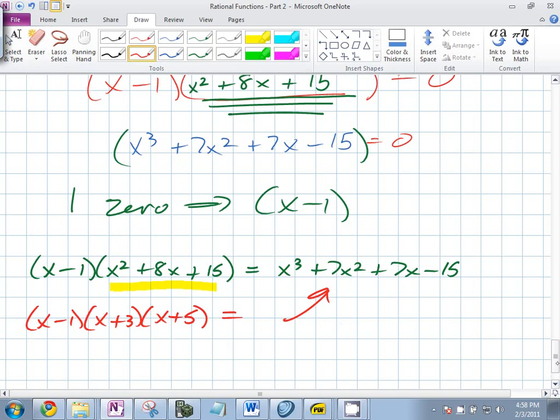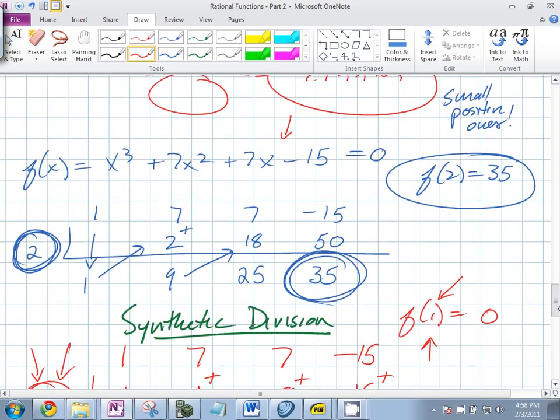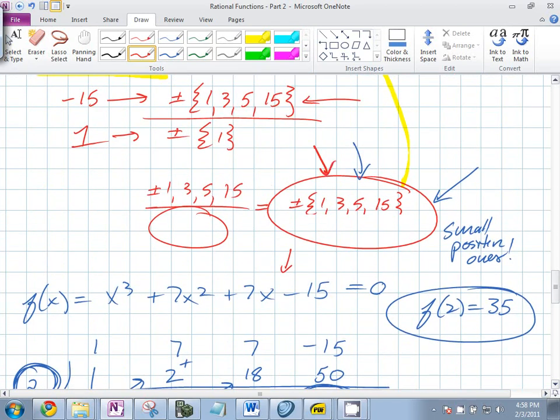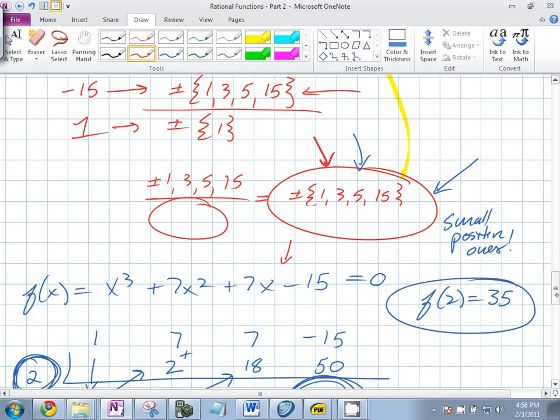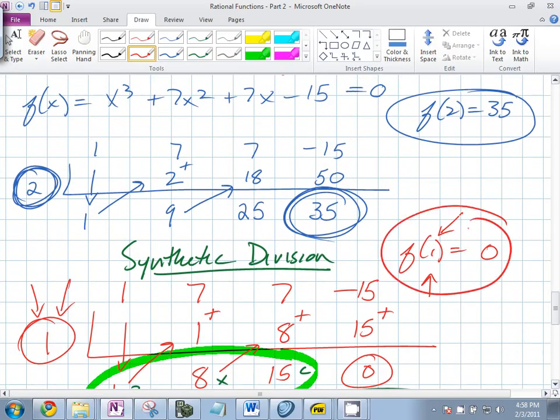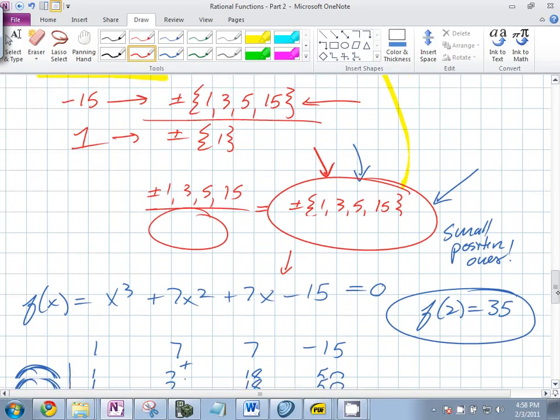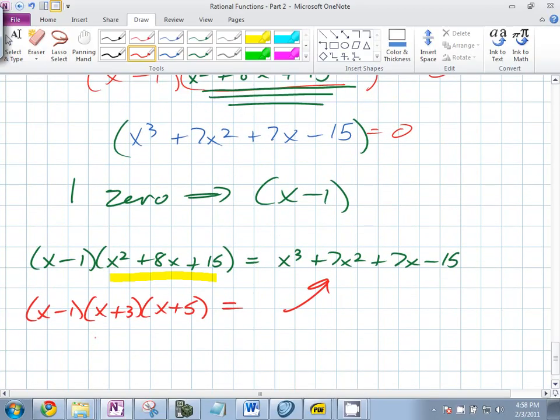Now, let's go back. Our original list of zeros, we had 1, 3, 5, 15, negative 1, negative 3, negative 5, and negative 15. It just happened to be, we got lucky. Our first number we checked came out to be 0. Well, let's say we tested a different one. So we now know that the zeros are 1, negative 3, and negative 5. Let's hope that that comes out if we tested it first.